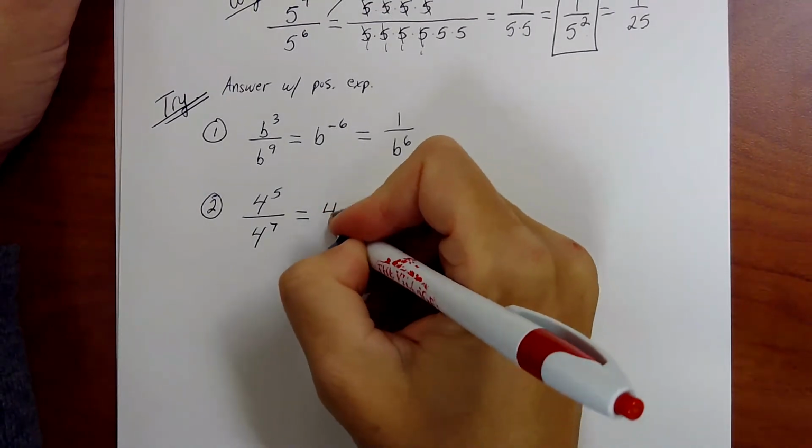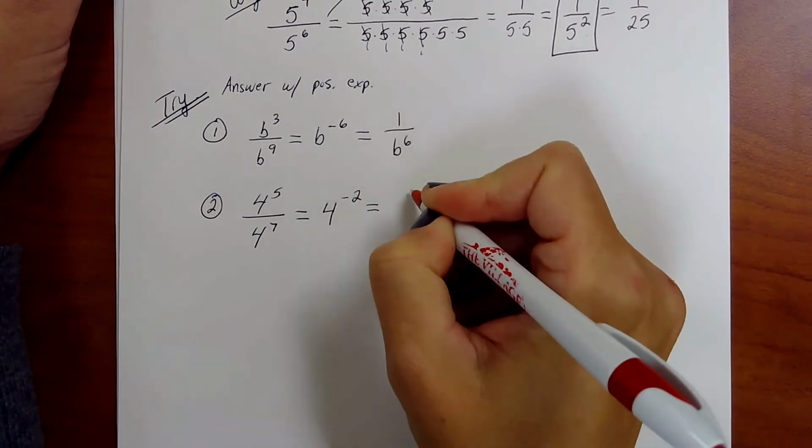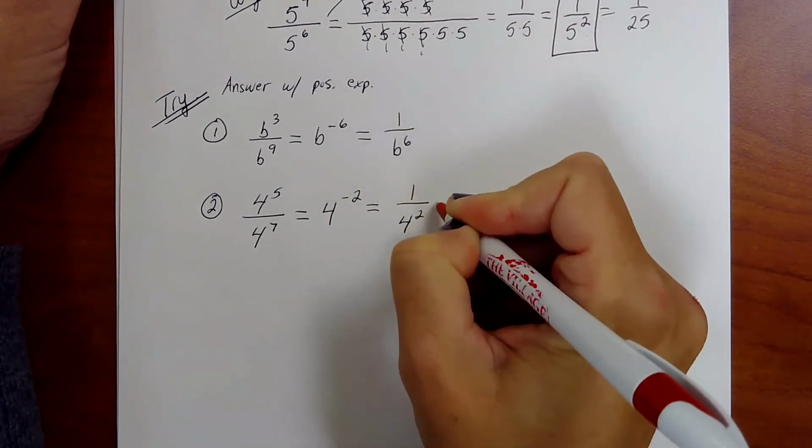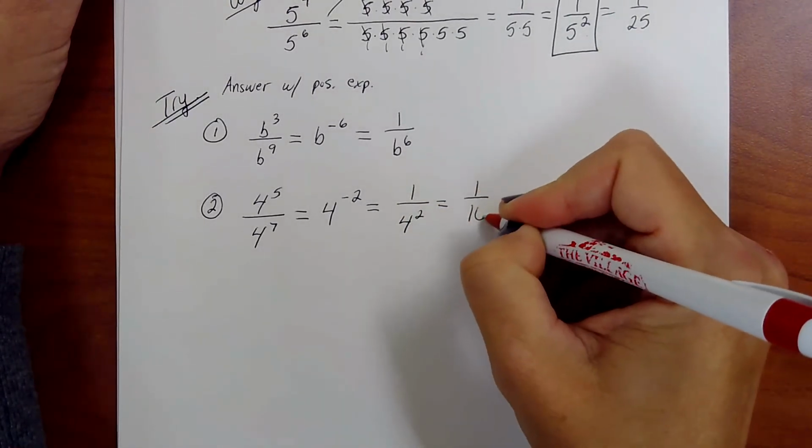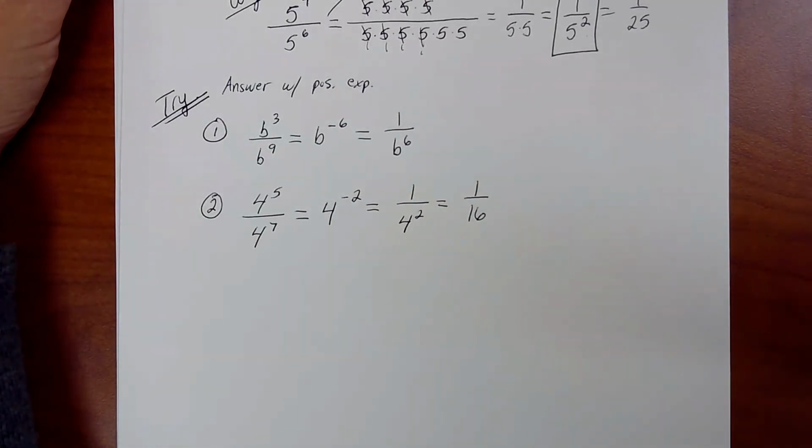All right, so you should get 4 to the negative 2, which is 1 over 4 to the positive 2, which you can solve. 4 squared is 16. So that's 1/16.